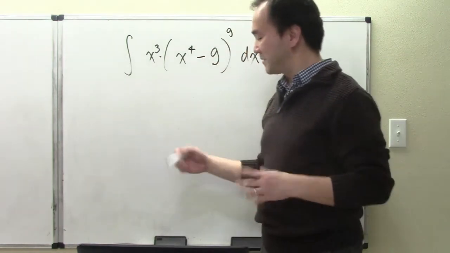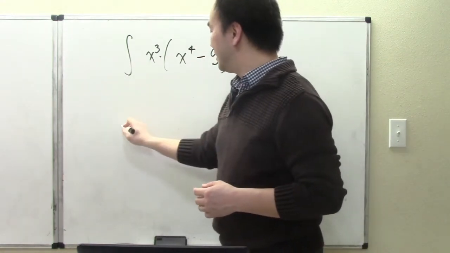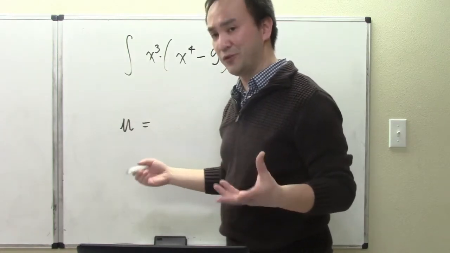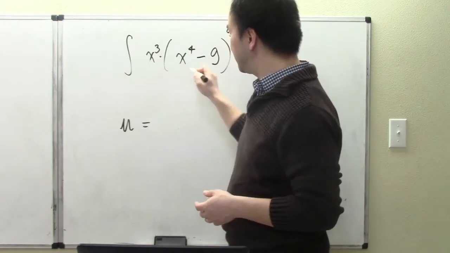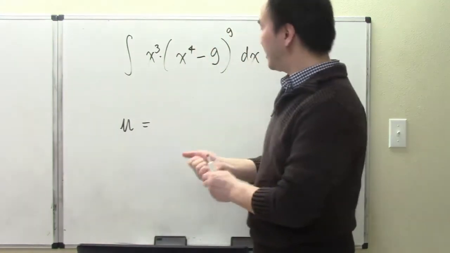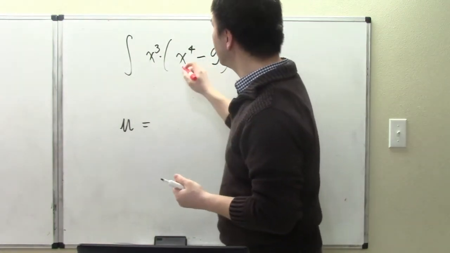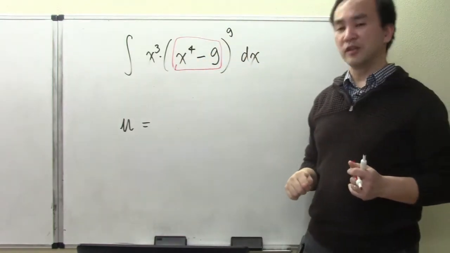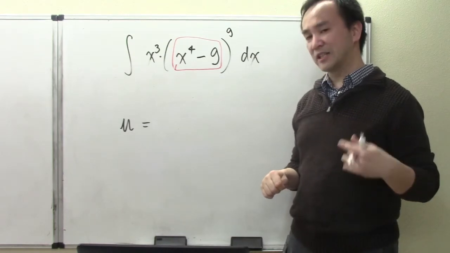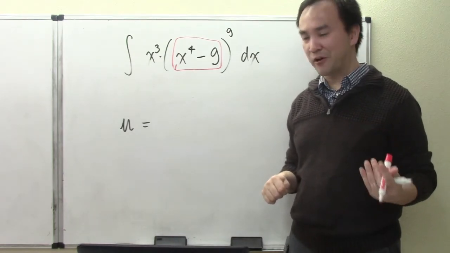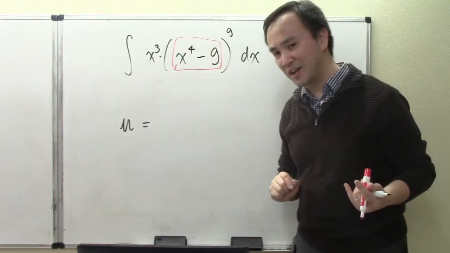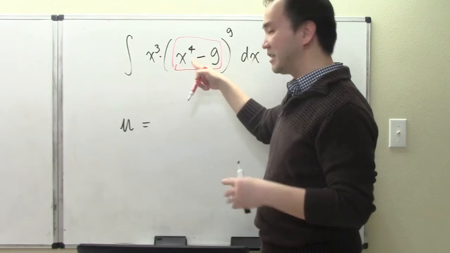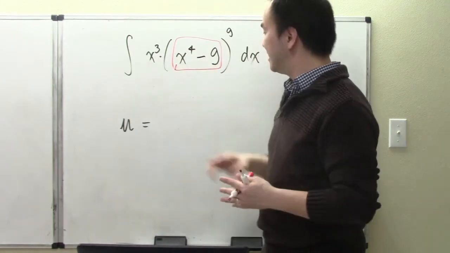Remember, the method here is called substitution. That means I'm going to pick, or choose, a substitution. I am going to substitute this entire expression. And of course, as I said, I will come back and explain when we're done with this particular problem why I chose that. But for now, I chose that entire expression, x to the 4th minus 9.